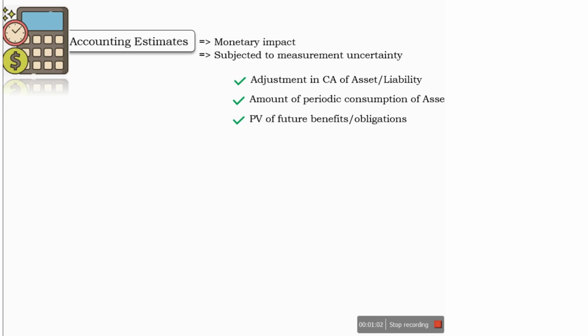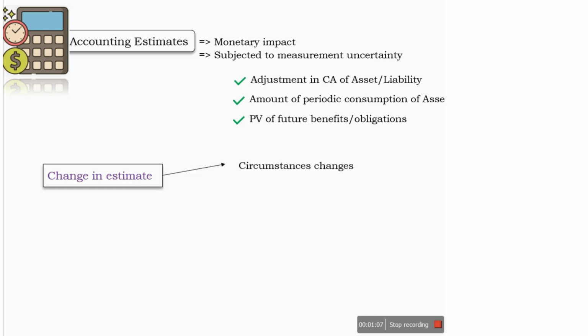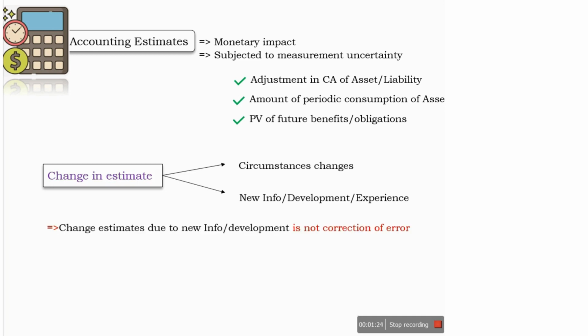These changes are supposed to be made because in estimation, there is always a possibility of change. These cannot be estimated accurately. So estimates need to be changed when circumstances have changed, or new information is available, or there is some development in between, or we have more experience. Because of that, we should change the estimate. A change in estimate due to new information, development or experience is not considered a correction of error. We consider it a change in accounting estimate. But a change in measurement basis is called a change in accounting policy.